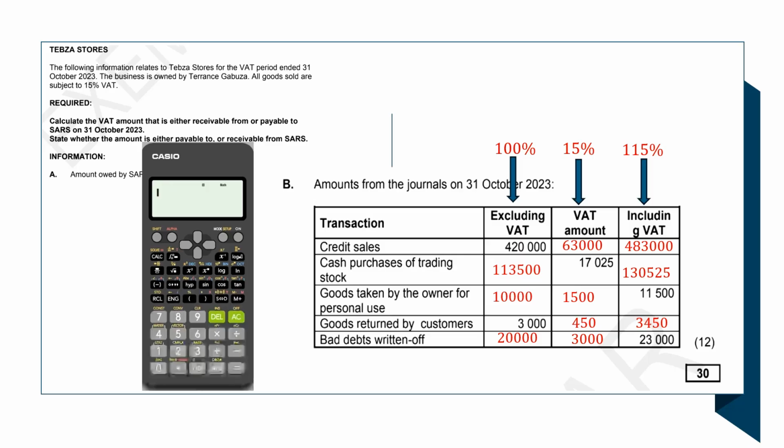But in our VAT control account, we're only going to use the VAT amount. We're not going to use the rest of these amounts. You're only going to use these amounts. You cannot use excluding VAT or including VAT. That won't give you the amount that you need to calculate whether it is receivable or payable to SARS. We're using this VAT amount here. These are the only amounts you're going to use.